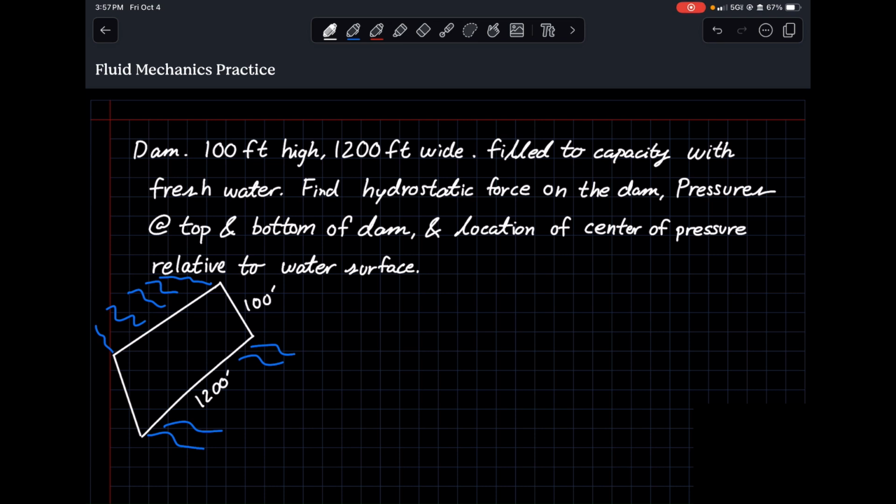So we have a dam that's 100 feet high and 1,200 feet wide, filled to capacity with fresh water. Find the hydrostatic force on the dam, the pressures at the top and the bottom of the dam, and the location of the center of pressure relative to the water surface.